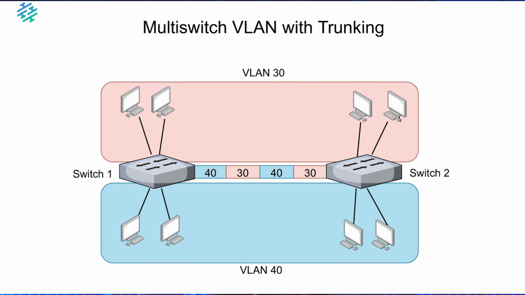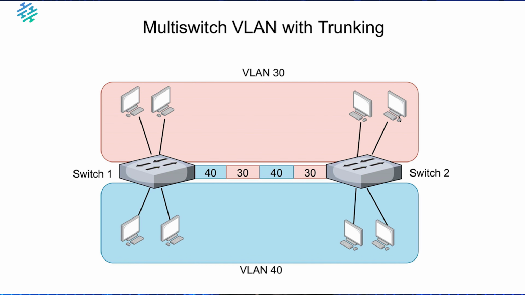Two switches, VLANs 30 and VLANs 40 are both on these two switches. And we have a single cable between these two switches. That single cable is something called a trunk. Why is it called a trunk? Because we enable it to allow multiple VLANs on a single wire. Now look at that wire very carefully.